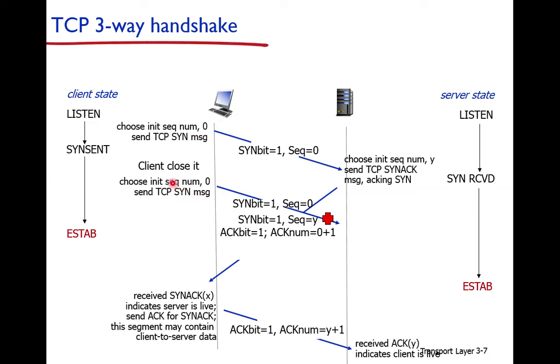Suppose the initial sequence number 0 is chosen. Again the initial sequence number is chosen as 0. Why? Because it is not randomly chosen, and again it sends the send message. And suppose this send message is lost. The second send message, the connection request message of the second connection, is lost.